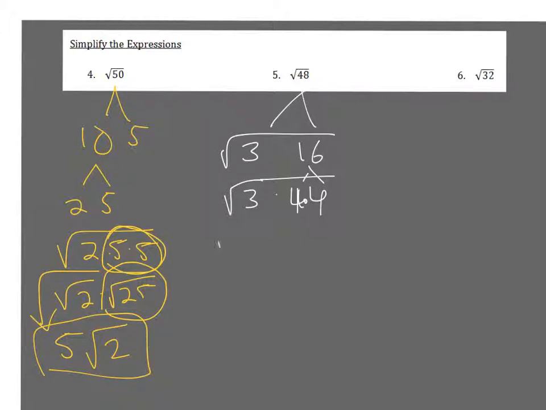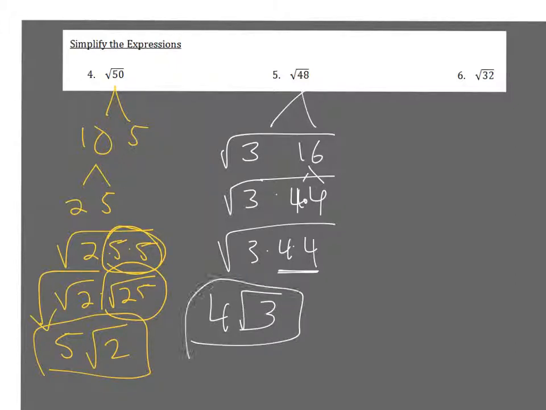4 times 4. So I've got 3 times 4 times 4. So there's my pair. I pull that out. There is my simplified answer. Notice, when it says simplify, I do not have any decimals. So make that note somewhere. Simplify means no decimals. So I know what half of you guys are going to do. Half of you guys are going to just plug it in a calculator, then try to give me a decimal, and then get all mad at me when you get the answer wrong on a quiz or your assignment. Okay, so last one, square root of 32.